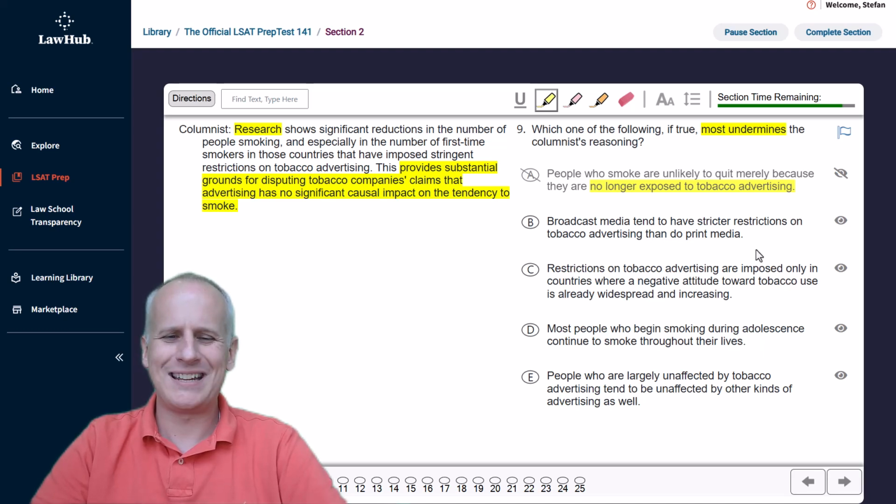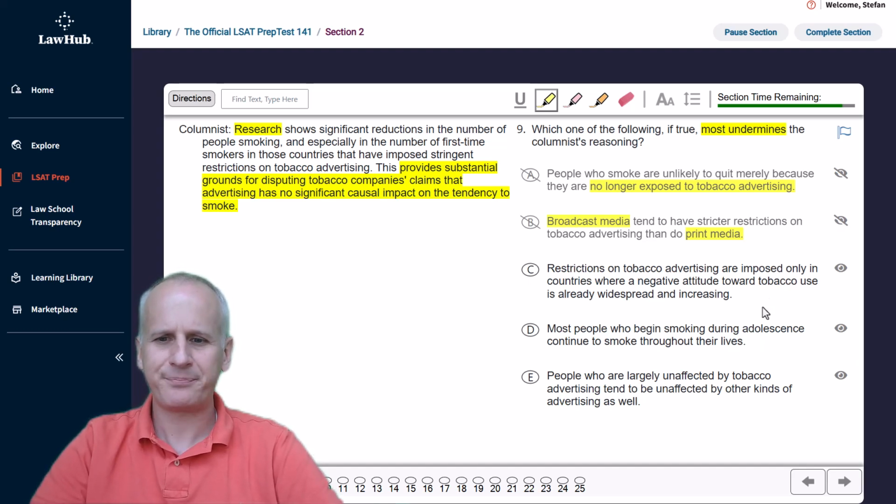Choice B, broadcast media tend to have stricter restrictions on tobacco advertising than do print media. There was no distinction between media in the columnist's argument at all. That couldn't need more additional information if it tried, so we'll move on to choice C.